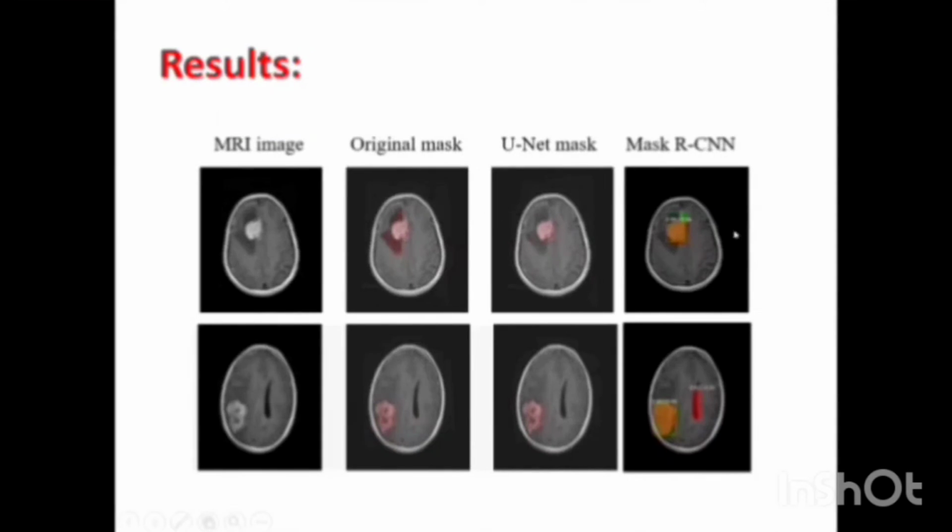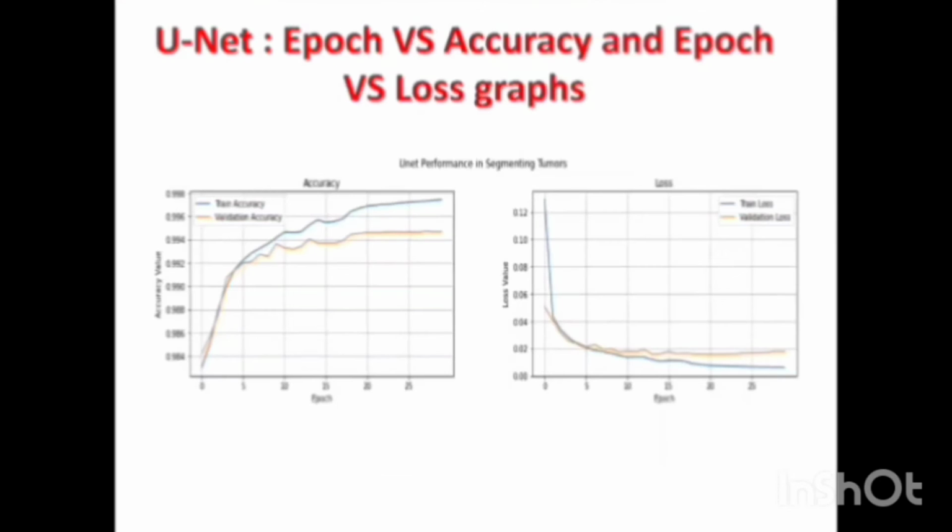For a given MRI image with the original mask, the U-Net output and the Mask RCNN output are as shown. The U-Net model outputs are more accurate than the Mask RCNN output. We can see that for some images, the Mask RCNN output predicted incorrectly, and for some MRI images, it does not predict the tumor. The epochs versus accuracy and the epochs versus loss graph for the U-Net model are as shown.